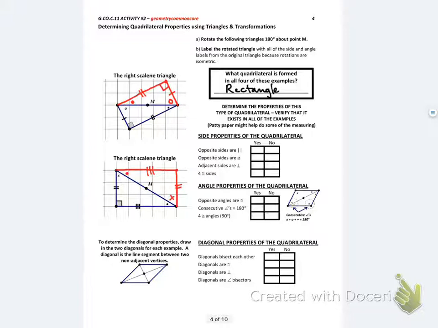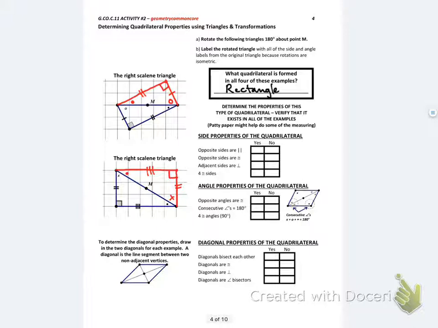So you can see kind of what I've done here. It's just copied all the symbols over, and that's going to help us when we're thinking about our properties. We're going to go through the side, angle, and diagonal properties of rectangles now. And the first one, are the opposite sides parallel?